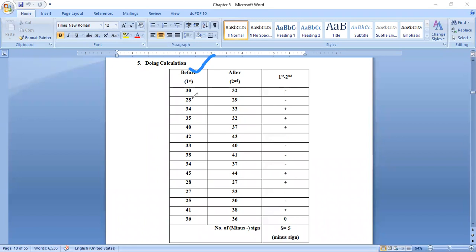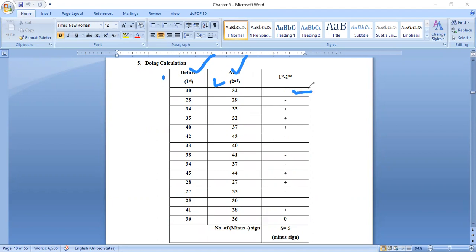First values: 30, 28, 34, 35, 40, 42, 33, 38, 34, 45, 28, 27, 25, 41, 36. Then after values: 32, 29, 33, 32, 37. This is the first information and this is the second information, given in the question. So the first minus the second: 30 minus 32, we will get simply the minus sign here.